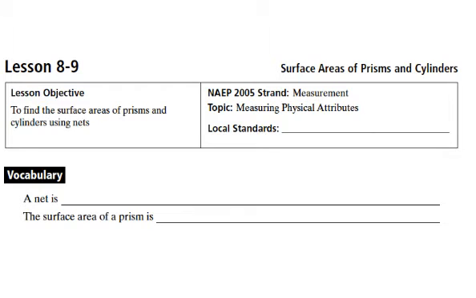Today's lesson is on surface area of prisms and cylinders. The Indiana Academic Standard is 7.5.4. We're going to find the surface area of prisms and cylinders using nets. We're also going to be using the surface area formulas that are on our Indiana reference sheet.